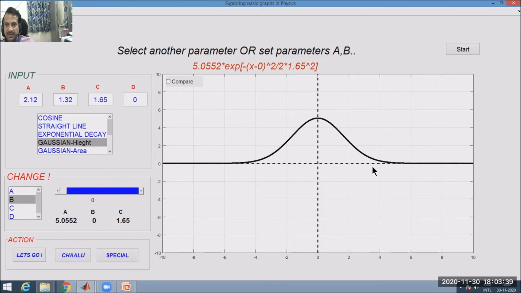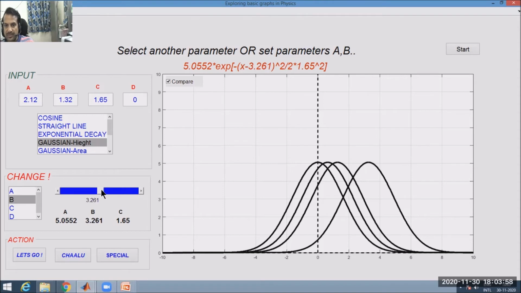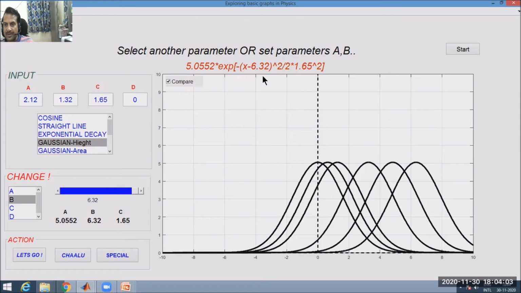Now this is with 0. In principle, we can have negative values where the function will be appearing here. So let's superimpose. This is with 0, 0.6, 1.26, 3.26, 4.81, and all the way to 6.32. The role of this parameter B is deciding where the maximum will be present.